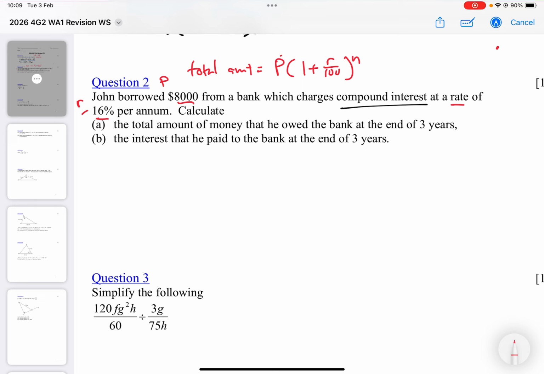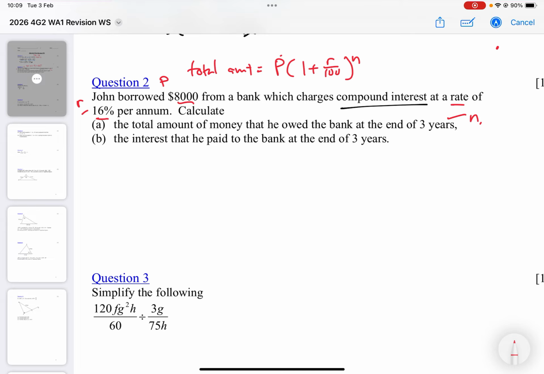Then if we look at part A, calculate the total amount of money that he owed the bank at the end of 3 years. So at the end of 3 years, the rate is 16% per annum. So this one is telling you every year it compounds 1 time. So after 3 years, it compounds 3 times. So this 3 will give you your n.